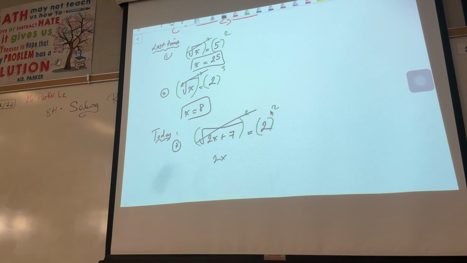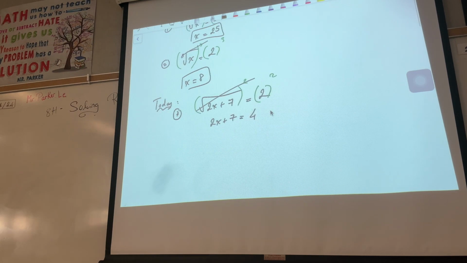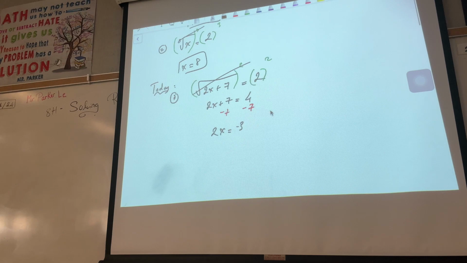So 2x plus 7 equal to 4, right? 2 squared is 4. What else? Now this is easy. This is algebra 1. Now you can subtract the 7. And then 2x equal to negative 3. What else? Last step. Divide by 2. Very good. X equal to negative 3 over 2. Yeah. Easy?